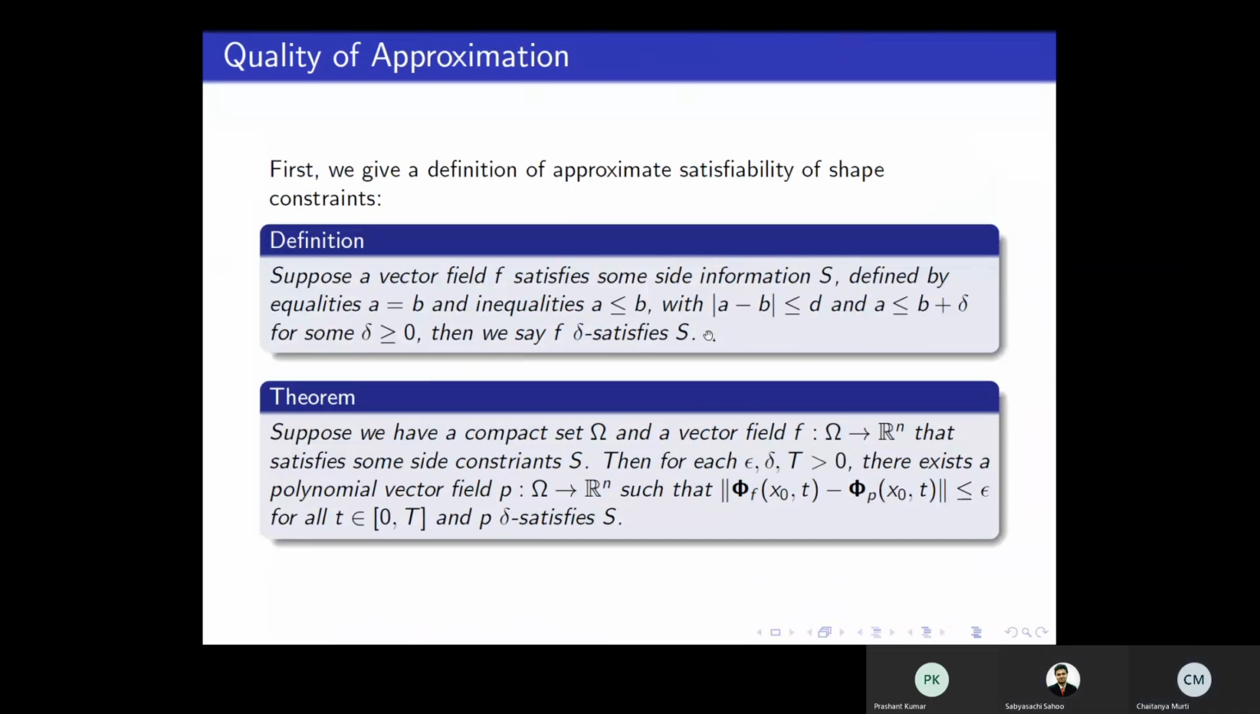Now, if it's delta satisfied, that means instead of A is equal to B, we say that the absolute value of A minus B is less than or equal to delta, and that A is less than or equal to B plus delta, some term delta. And delta in this case is the worst case over all the possible shape constraints that we have. So instead of exactly satisfying the equalities and inequalities, we allow it to vary by some factor delta. Is that clear?